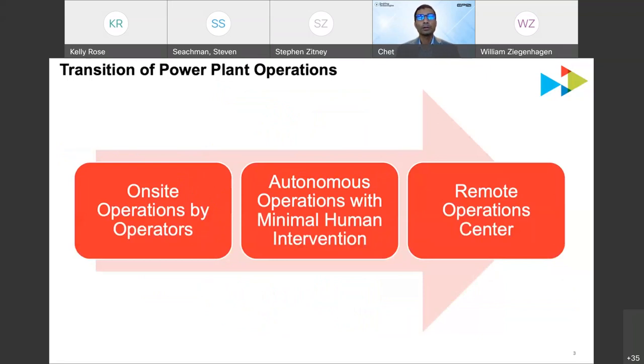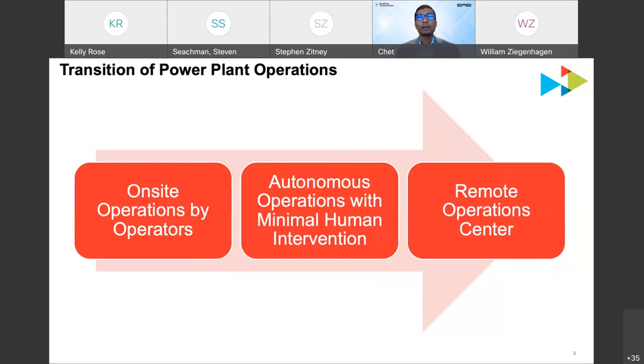Yeah, so if you look on the control side, what type of R&D would we need now and in the future? So the way we operate our power plants, it's on site by the operators. We have a control room on site, and we have operators controlling the power plants. So in the future, what could power plant operations look like? So maybe we go from on-site operations by operators to more of an autonomous operation with minimal human intervention. And once we are successful with that, then maybe we can start looking into remote operating centers. So from one central location, you can control multiple power plants.